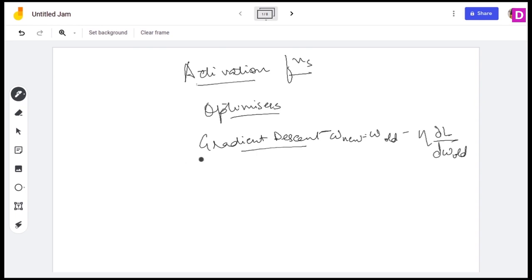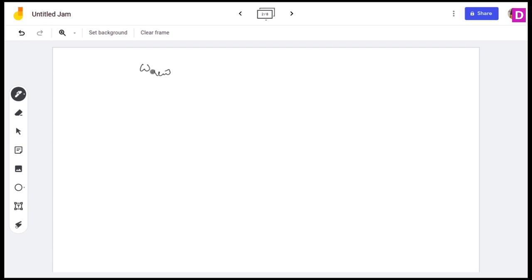Now, gradient descent is the simplest optimizer, and even gradient descent is of three types. We have batch gradient descent, then mini batch gradient descent, and finally stochastic gradient descent. Thankfully, the formula for all these gradient descents does not change. It is the same as the old gradient descent. So how are these three different? Let us talk about batch gradient descent.